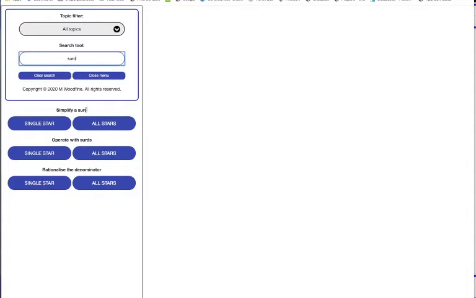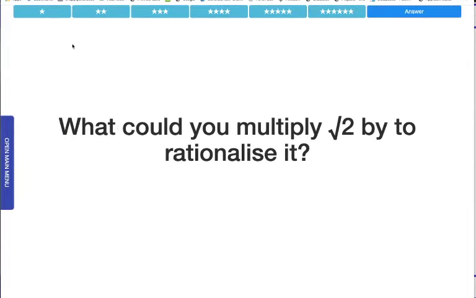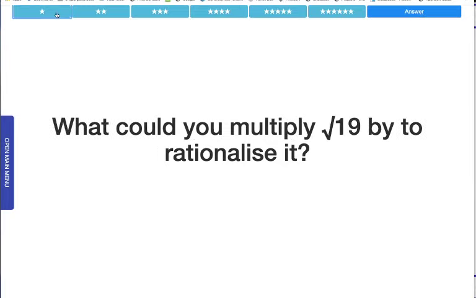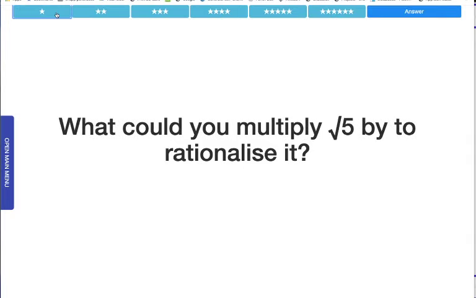We've gone through how to simplify a surd, operate with a surd, and we are now moving on to rationalising the denominator. I'm going to select the single star, and the idea is that we can work through a range of these questions in your own time independently and see how well you can do. Anytime that you're stuck, you can either look at the answer for inspiration or keep refreshing the question by simply selecting the star.